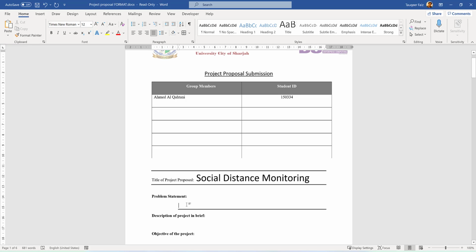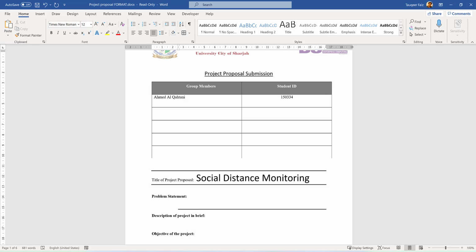Next is the problem statement. I hope this project title is clear to you all. Next is the problem statement. A problem statement is a statement of a current issue or problem that requires timely action to improve the situation. Well, the problem statement can explain the current issues or the current barriers.